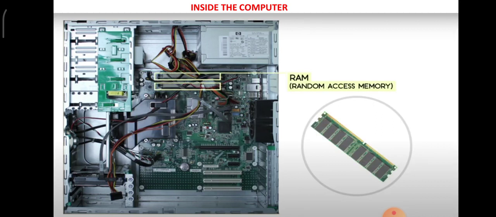RAM, random access memory. What is random access memory? It is the primary memory. It is very fast and it is volatile in nature. What is volatile in nature? Temporary storage of memory is called volatile nature. As I have clearly given you the slot, kindly go through this. Exactly in that place RAM is fixed.